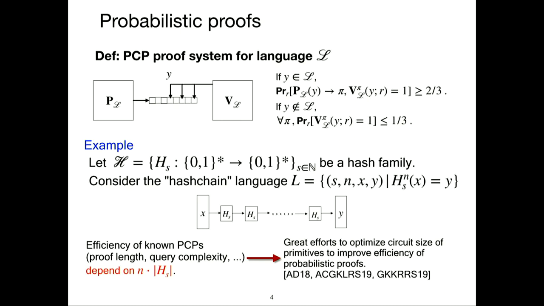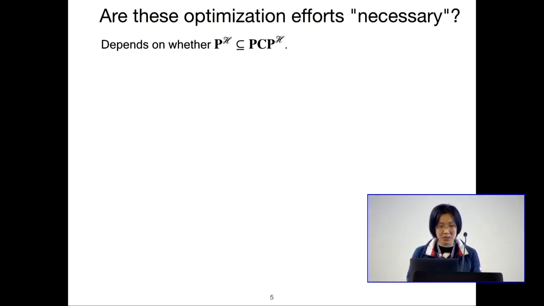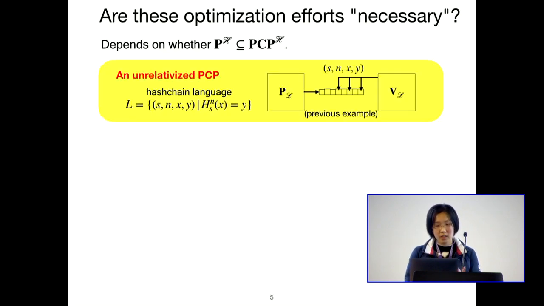But we ask the question: is optimizing circuit size necessary in order to improve the efficiency? The answer we have is that it actually depends on whether, relative to the oracle H, the class P is contained in the class PCP. Let me explain what this means. Here we have the standard PCP proof systems for the hash chain language that we mentioned in the last slide.